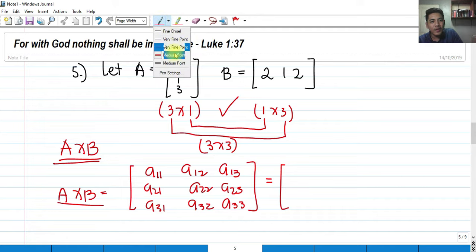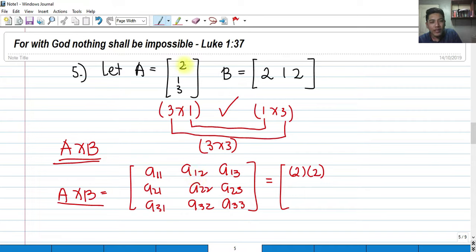Row 1 of matrix A, what is that? 2, okay? Multiplied by column 1 of matrix B. Row 1, column 1, that's denoted by 1, 1. Row 1 of matrix A, which is 2, and column 1 of matrix B, which is 2 also, and we multiply that. That is our A11. How about for A12?